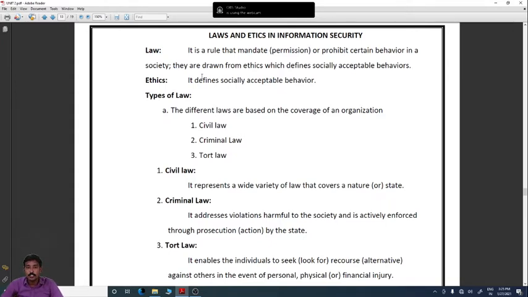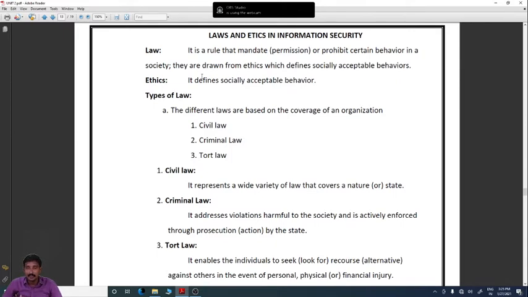Here, I am going to talk about the different kinds of laws and ethics that need to be followed in order to keep information secure in an organization. First of all, we must know what law is. Law is a rule that mandates or prohibits certain behaviors in an organization, and these behaviors must be drawn from ethics, which are socially accepted behaviors. Ethics means socially accepted behaviors, and there are different types of laws.